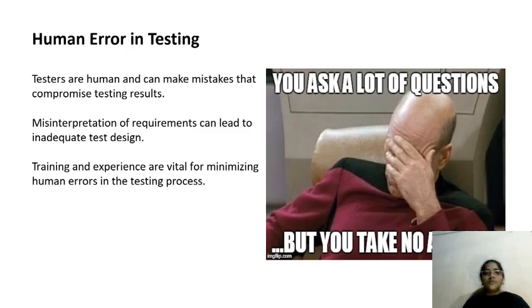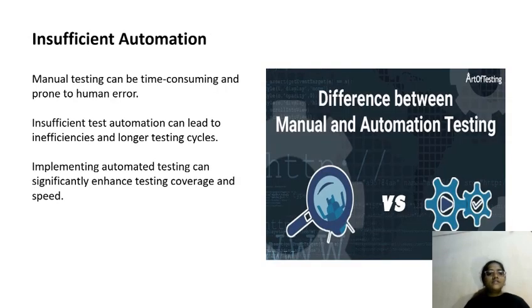Next, I'm going to explain human error in testing. There are many human errors in testing. Testers are human and can make mistakes that compromise testing results. Misinterpretation of the requirements can lead to inadequate test design. Training and experience are vital for minimizing human errors in the testing process. Training plays a very important role in reducing human error.